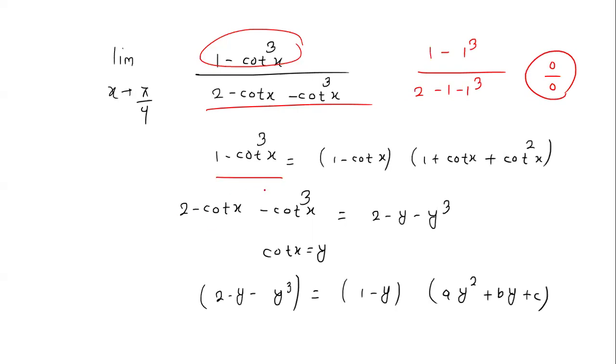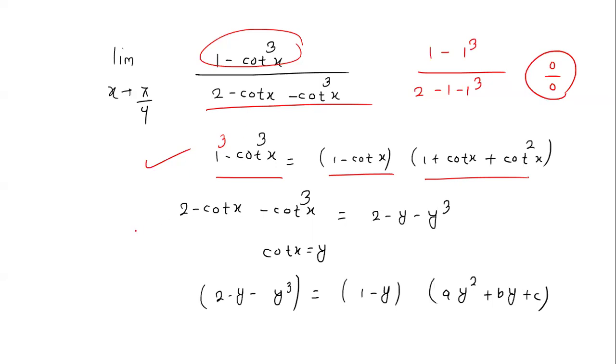So here it is (1 minus cot x) whole cube. This one you can write as 1 cube, so it is an a cube minus b cube type form. If you open this, it will come like (1 minus cot x) multiplied by (1 plus cot x plus cot x whole square). So this is the numerator factorization.